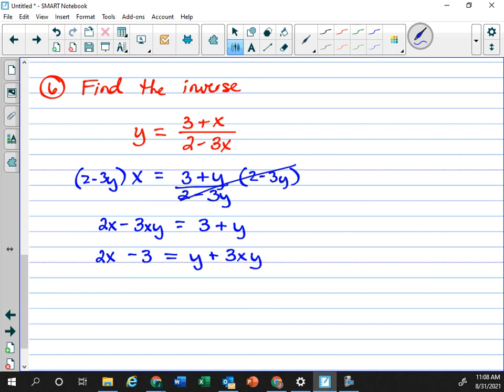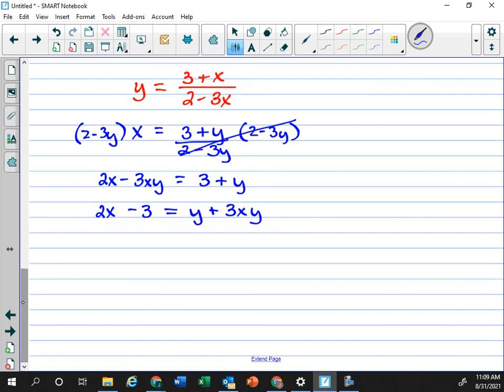So let me stop there for a second. All I did was move stuff using your algebraic properties here. I added 3xy to both sides. I subtracted 3 from both sides. Okay? I'm solving for y, so I'm going to factor a y out on the right. So I've got 2x minus 3 equals y times 1 plus 3x.